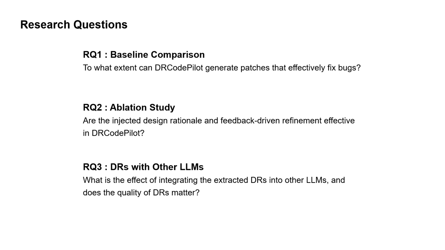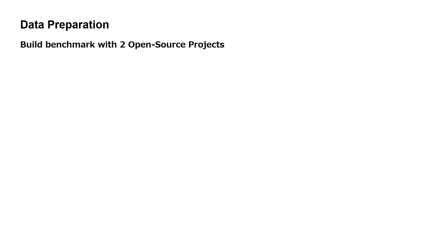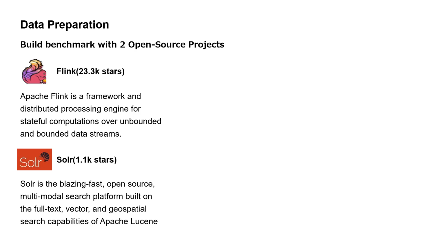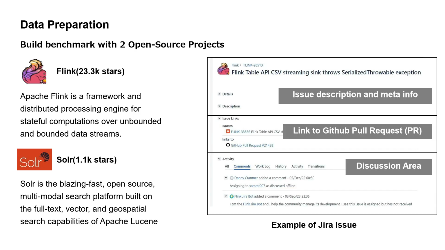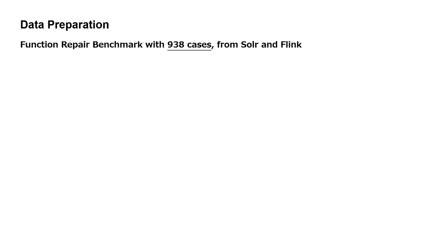Comparisons with baseline models, ablation studies, and experiments that combine design rationales with other large language models. To achieve this, we developed a benchmark by selecting issues from the open source systems Flink and Solr on Jira. This process ensured that we comprehensively collected metadata from the issue logs and associated these issues with relevant GitHub pull requests, PRs. We focus on Flink and Solr because they are large-scale software systems and are actively tackling a wide array of issues. We established a benchmark that includes 938 function-level repair cases.